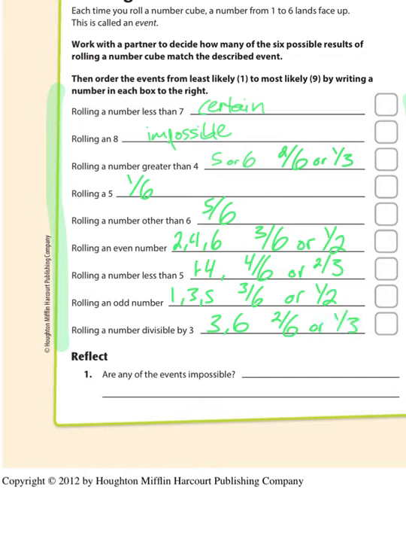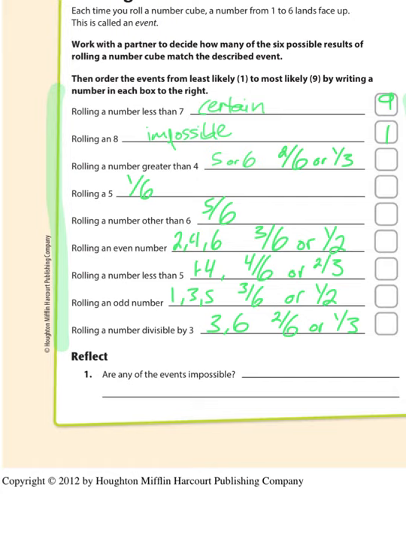All right, so now we're going to look at these events, and we're going to rank them by the ones least likely to the most likely to happen. Well, we know rolling a number less than 7 is the most likely, so we'll put a 9 there. And then we know rolling an 8 is impossible. It's the least likely, so we'll put a 1 there.